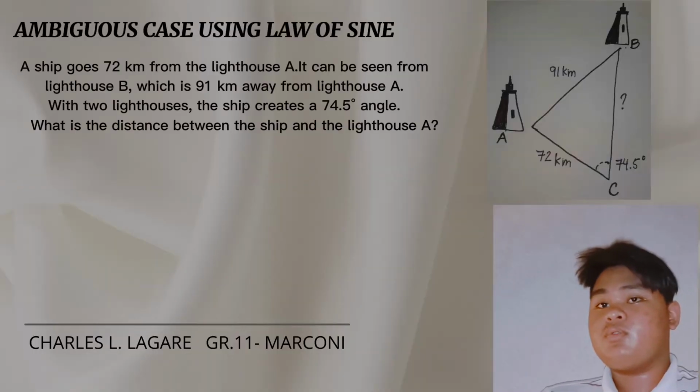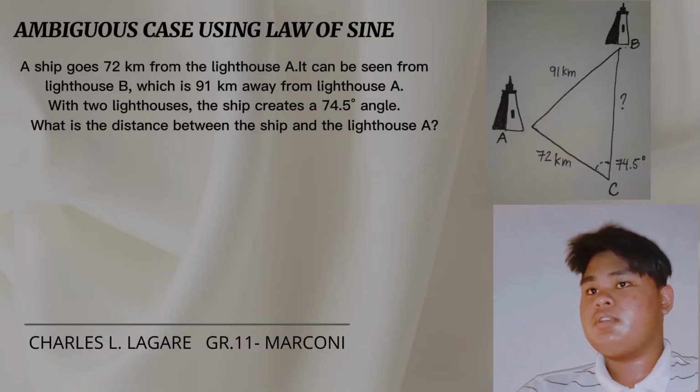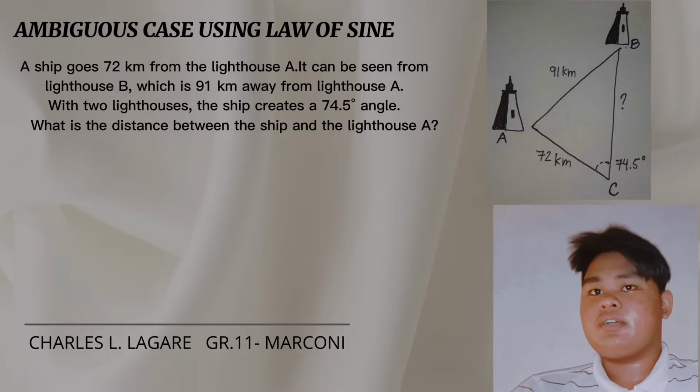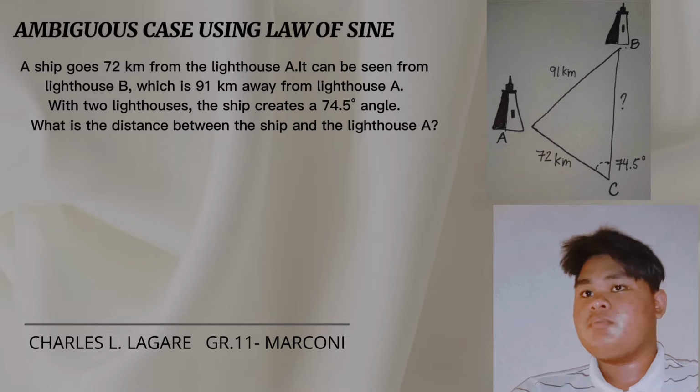A ship goes 72 kilometers from Lighthouse A. It can be seen from Lighthouse B, which is 91 kilometers away from Lighthouse A. With the two lighthouses, the ship creates a 74.5 degree angle. What is the distance between the ship and Lighthouse A?